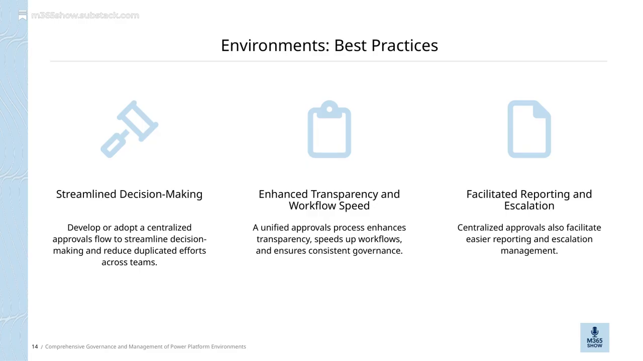Let's talk about how centralized approvals play a crucial role in managing your Power Platform environments. When approvals are centralized, it becomes much easier to generate reports and handle escalations quickly and efficiently. This means that any issues or delays can be addressed faster, helping keep everything on track. A unified approvals process also boosts transparency across teams. Everyone understands where things stand, which helps speed up workflows and keeps decisions consistent. This consistency is key to maintaining good governance and avoiding confusion.